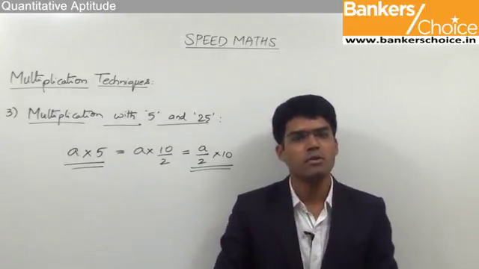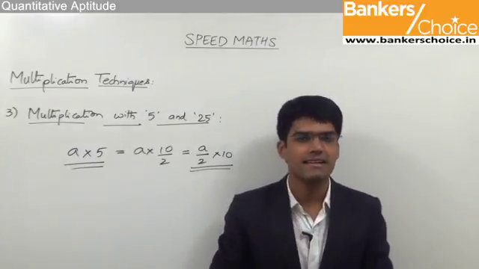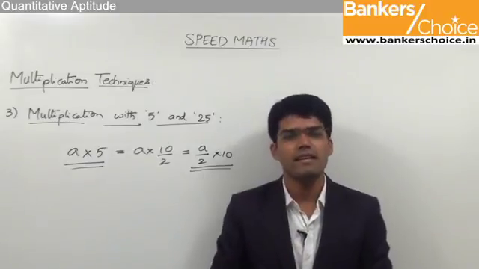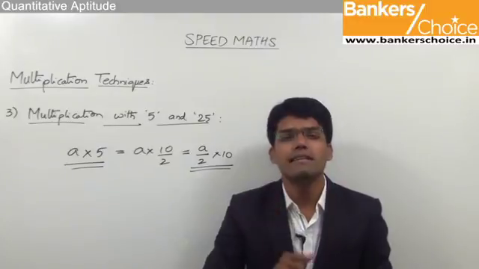I believe you are able to answer the questions now. 72 into 5. 360 is the correct answer. So do you now feel a change within yourself? Yes, definitely yes. Why? Because now the way you are looking at 5 has completely changed.